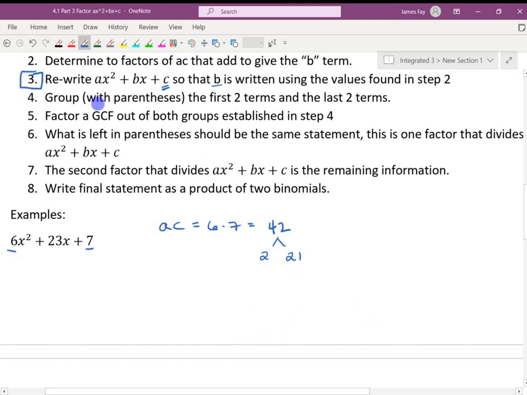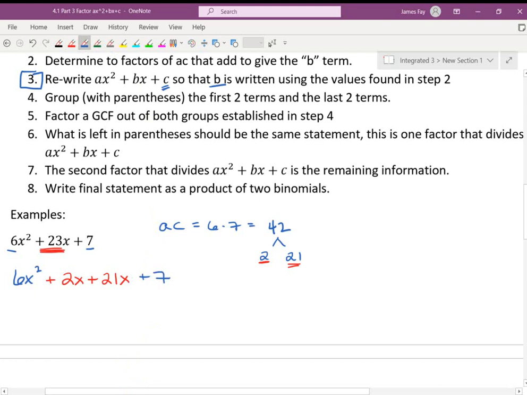In step 3, it says rewrite ax squared plus bx plus c so that b is written using these two values. So all you're going to do is write 6x squared. And this is the same every single time. This bx is now going to be written using those. So I'm going to rewrite it as plus 2x plus 21x. And my plus 7 stays the same.